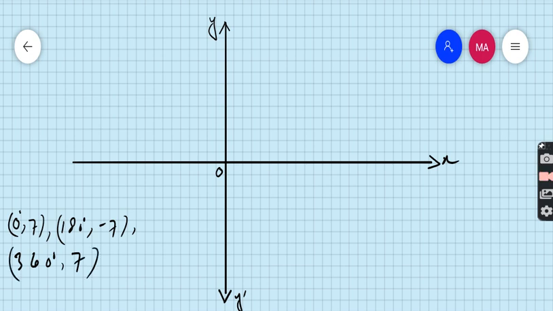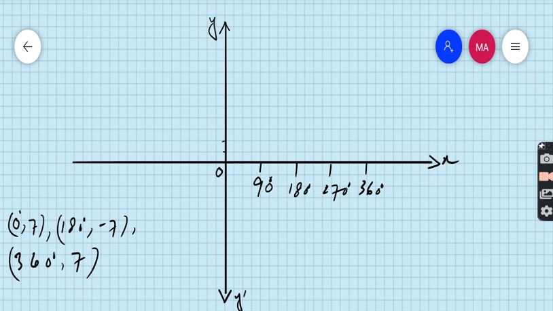So on the x-axis we have to plot angles from 0 degrees to 360 degrees. I am taking 4 squares as 90 degrees, right? Then 1 2 3 4, 180 degrees, 1 2 3 4, 270, 1 2 3 4, 360 degrees. And on the y-axis the maximum value is plus 7 and the minimum value is minus 7.